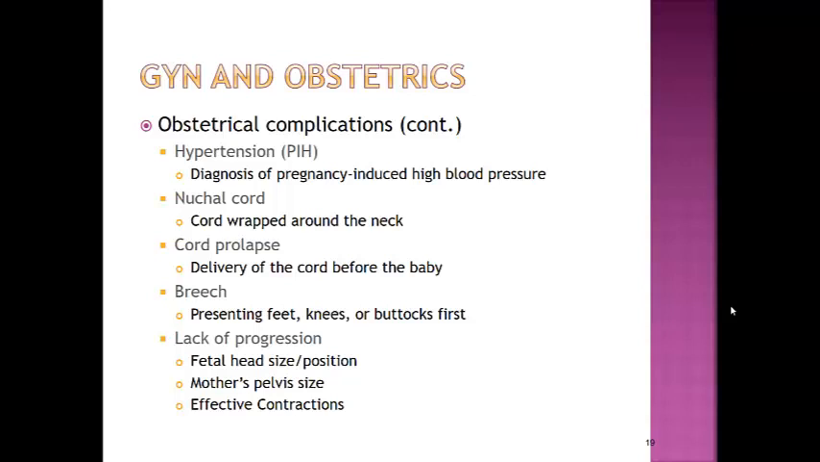Cord prolapse is diagnosed in the event the amniotic sac is ruptured. Amniotic sacs can rupture naturally, aka my water broke, or artificially, when a physician can go in vaginally and break the bag of waters.